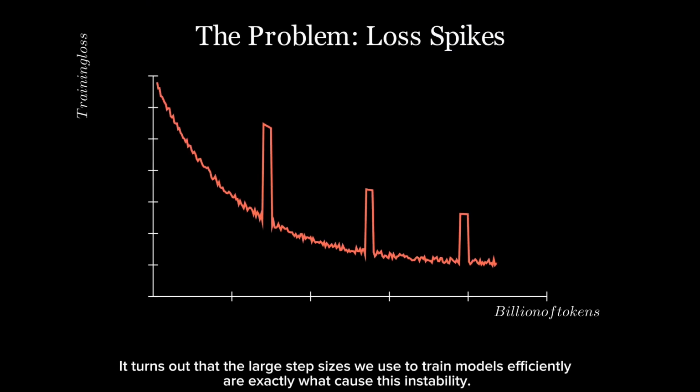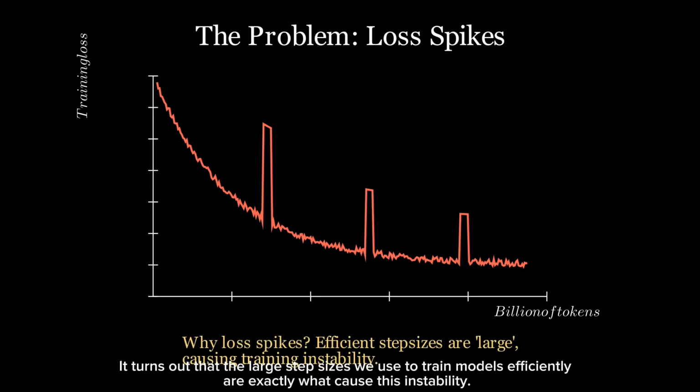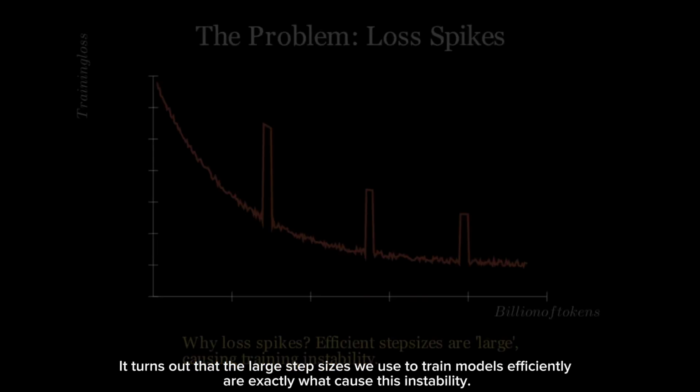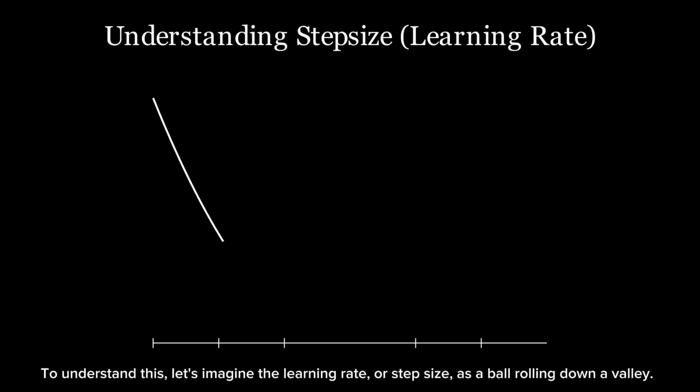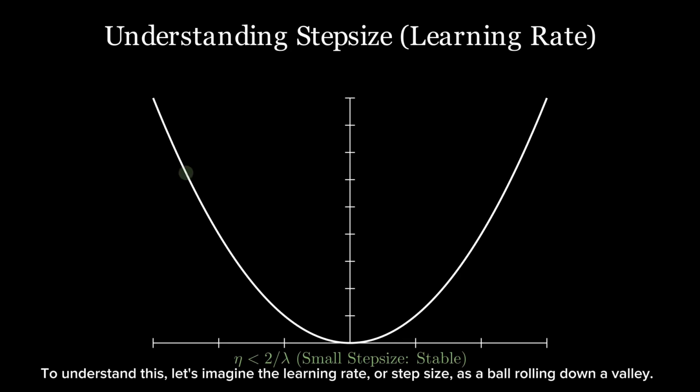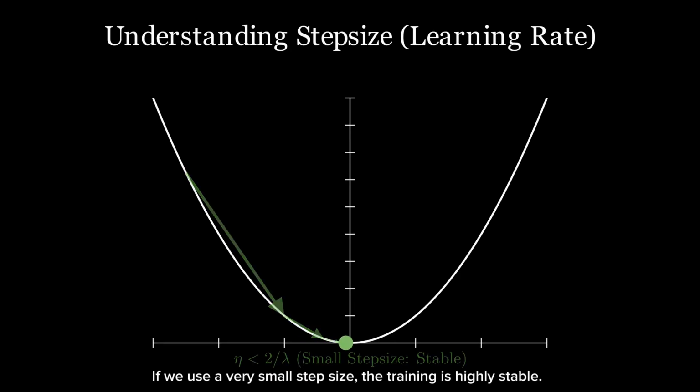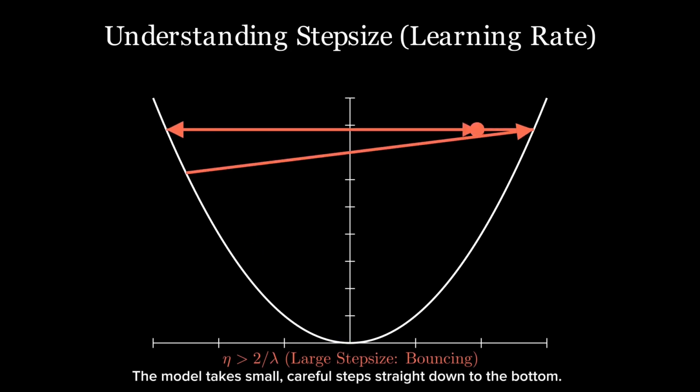It turns out that the large step sizes we use to train models efficiently are exactly what cause these instabilities. To understand this, let's imagine the learning rate, or step size, as a ball rolling down a valley. If we use a very small step size, the training is highly stable. The model takes small, careful steps down to the bottom.